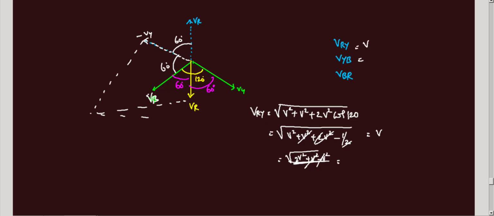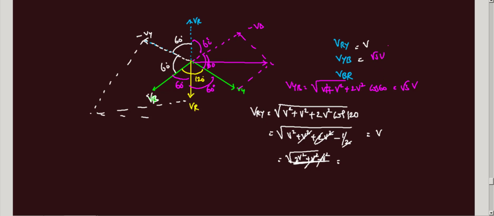What is VYB? Observe here, VYB is VY minus VB, so something like this, minus VB. This is 60 degrees and this is 60 degrees. So VYB equals root of V square plus V square plus 2V square cos of 60. What is the angle between VY and minus VB? Cos 60. So you get root 3V. Similarly, VBR.